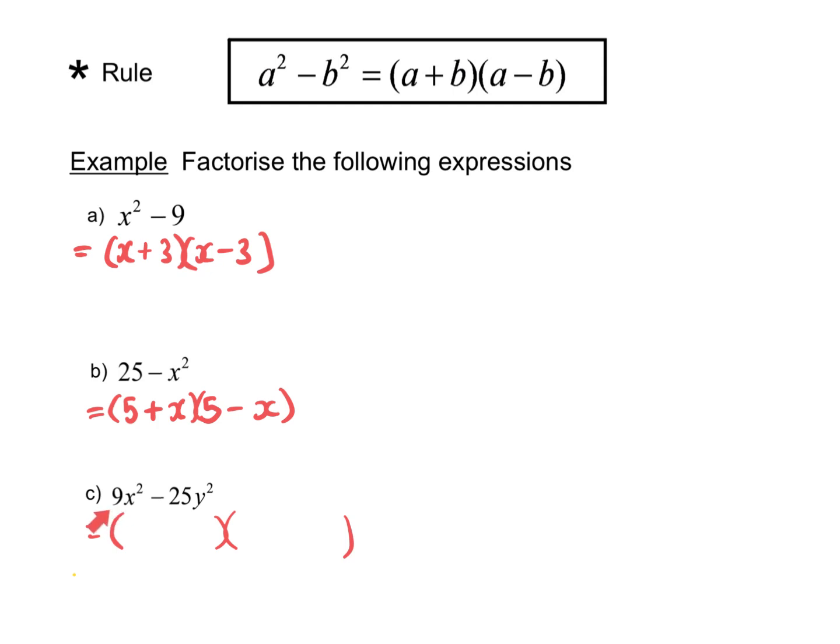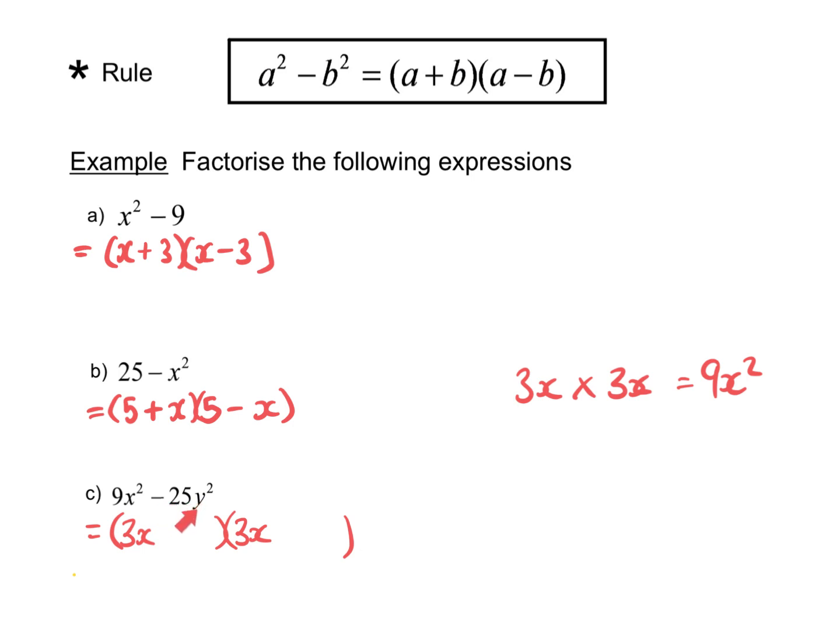Now, for the square root of 9x squared, we need to take the square root of each part individually. The square root of 9 is 3, and the square root of x squared is just x. So the square root of 9x squared is just 3x. That makes sense if you think about it, because 3x multiplied by 3x would be 9x squared. What we do with that is it goes at the front of each bracket. So if it's 3x at the front of the first bracket, it's also 3x at the front of the second bracket. We then move on to the 25y squared.